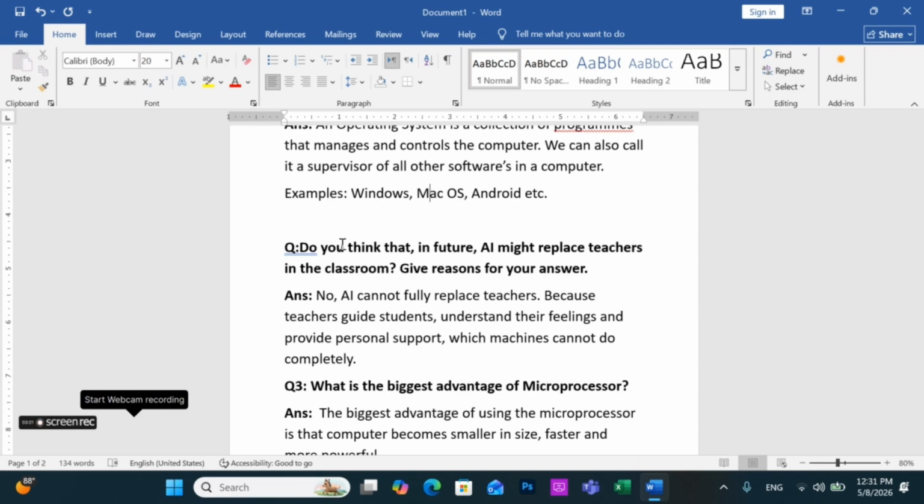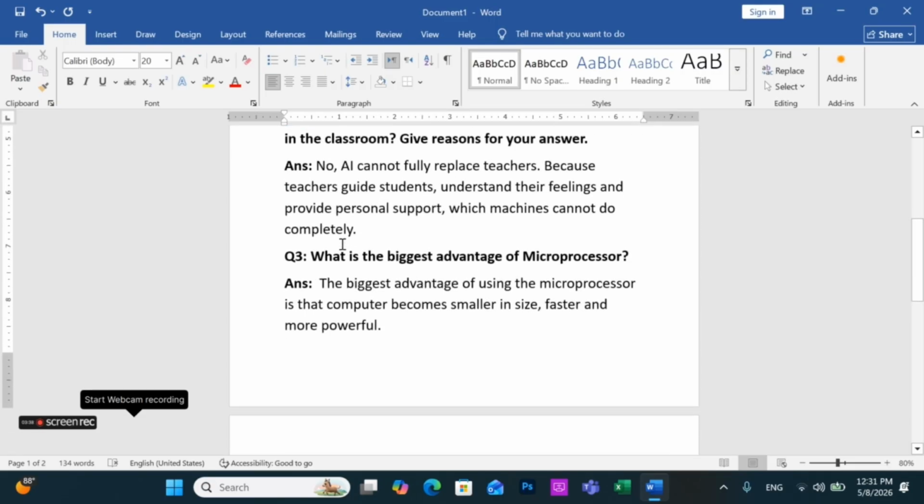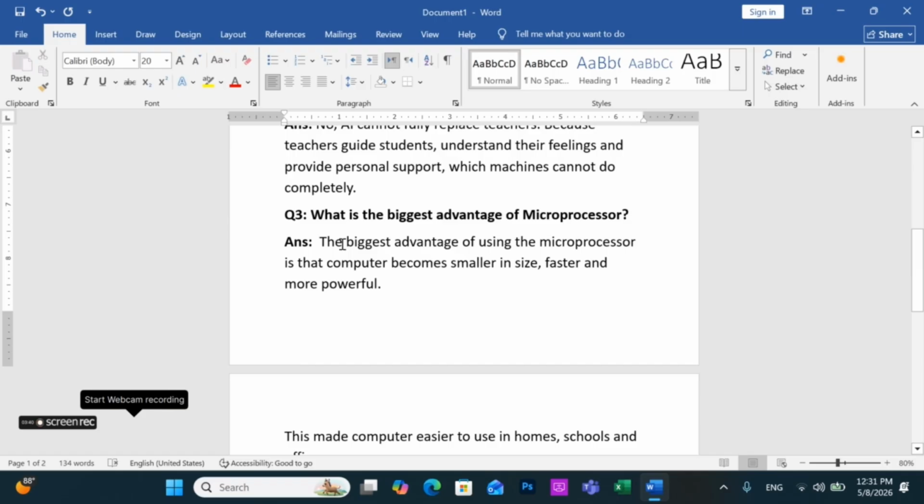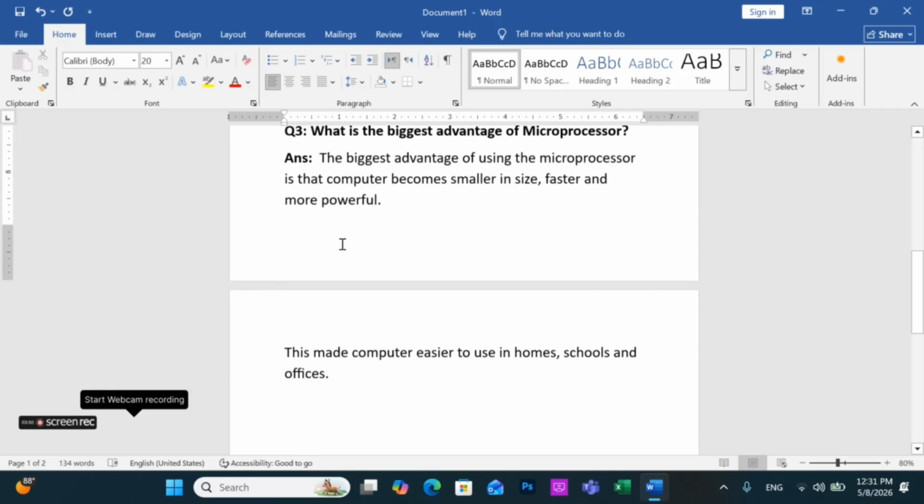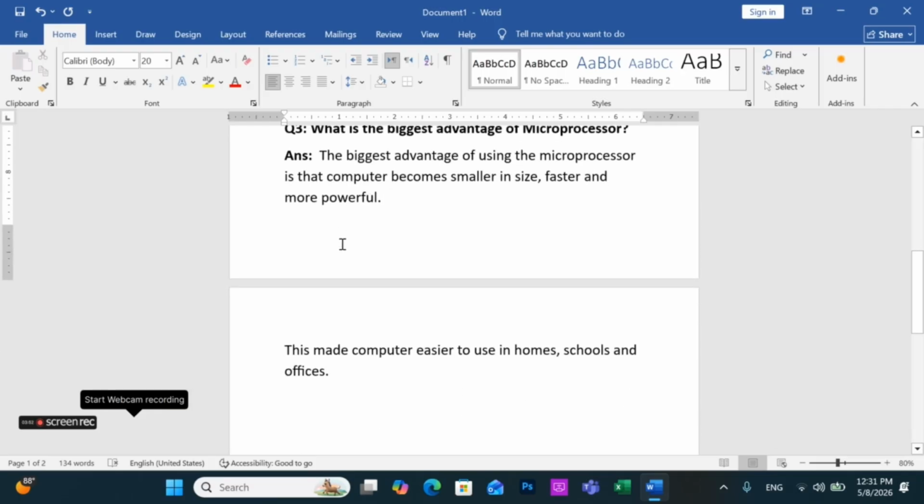ठीक है, completely वो टीचर को replace नहीं कर सकता. There are some situations जिसमें वो टीचर से बेहतर भी आपको समझा सकते हैं, but completely वो जो computer, robots हैं या फिर AI है, cannot replace a teacher. Okay, and after that there is the last question, that is what is the biggest advantage of microprocessor. So the biggest advantage of microprocessor is that the microprocessor makes the computer size smaller. उसको faster कर दिया है, more powerful कर दिया है. And we can use the computer at home, schools and offices too.